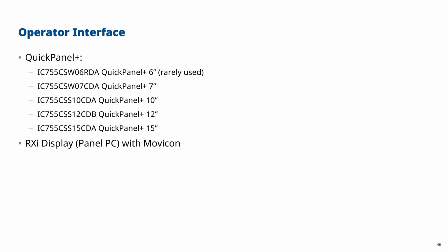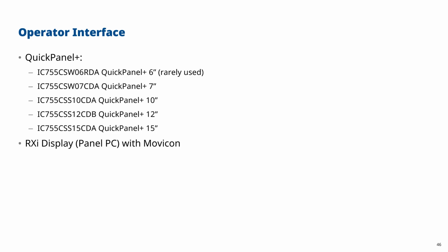So these are the current operator interface options. The Quick Panel Plus, which soon will be replaced with the PACSystems operator interface. But you've got a 6-inch unit. The 6-inch unit is rarely used because it's a small display and it's a touch screen using resistive technology. But then you've got the 7-inch, which I think is a good unit because it's the lowest cost, but it gives you a very good TFT touchscreen with multi-touch capability using capacitive touch.